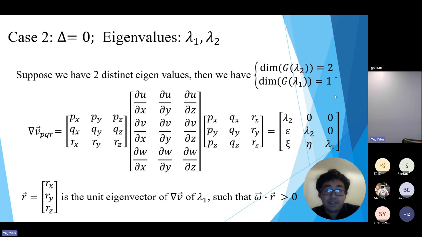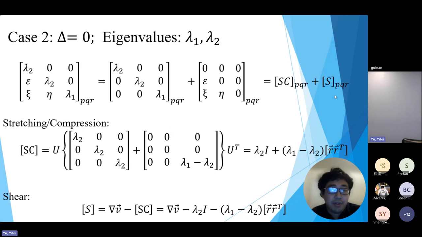To obtain lambda 1 at the partial w over partial z location in the principal system, we require r equals rx, ry, rz to still be a unit eigenvector of nabla v with respect to lambda 1. We also require omega dot r to be positive. The decomposition for the principal matrix in this case will be a diagonal matrix for the stretching or compression term, and still epsilon cosine eta, the lower triangular matrix for the shear term. For stretching or compression, we can bring it back into the original system by using the same formula. And for the shear, we can still obtain it by subtracting stretching or compression from nabla v, as shown here.